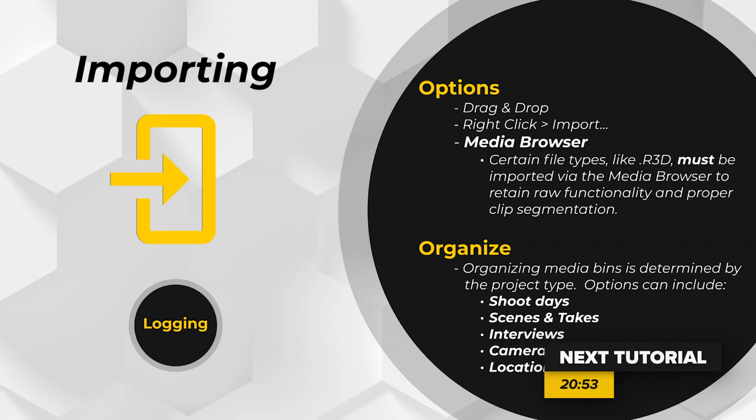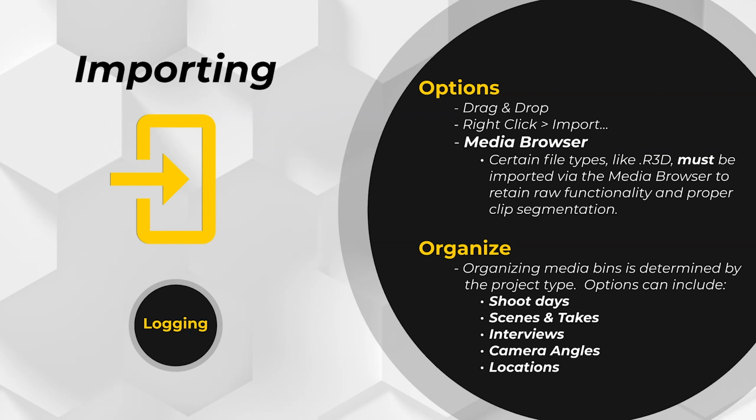It doesn't really matter, except when you're pulling in R3D files. Some file types, like red footage, are segmented as they're recorded. So simply dragging and dropping these files into Premiere will pull in all of the individual segments without their raw settings. Not exactly what you want.